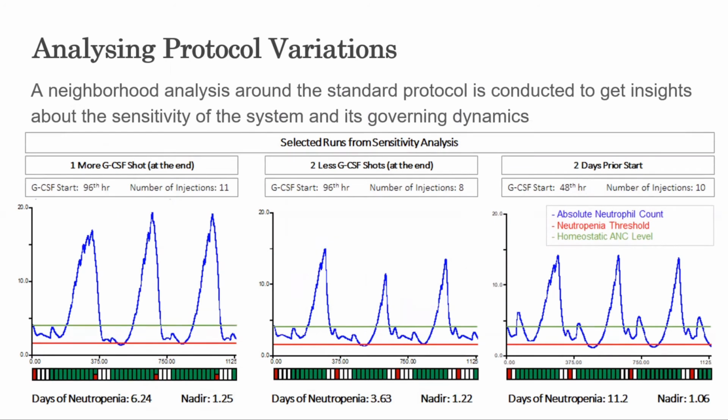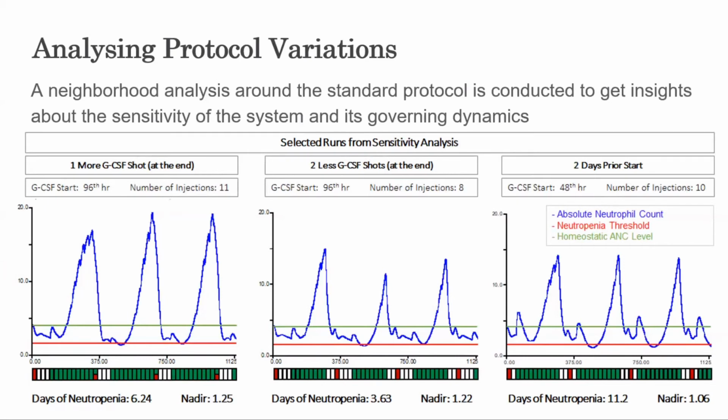To quantify the severity of neutropenia, 2 measures are used: number of neutropenic days and minimum level that neutrophil counts drop, namely nadir. A G-CSF protocol is defined by 2 parameters: start time and number of injections. The analysis is conducted to measure the sensitivity of ANC to changes in these 2 protocol parameters. After conducting experiments with various protocols, we have deduced 3 governing structural dynamics. Whether a protocol succeeds or fails depends on the trade-off between these dynamics.